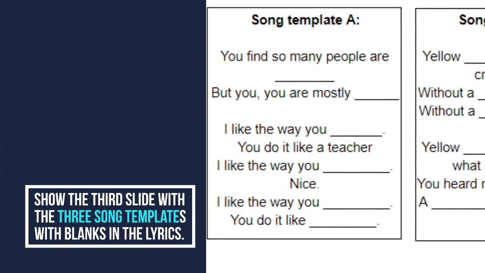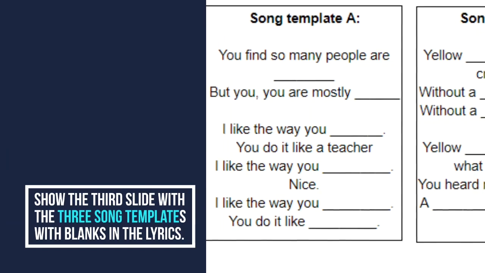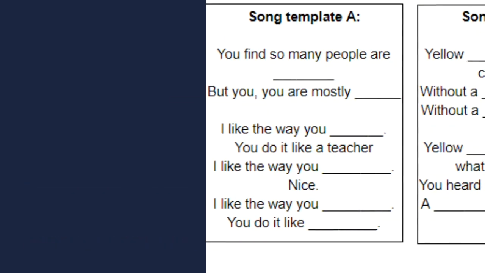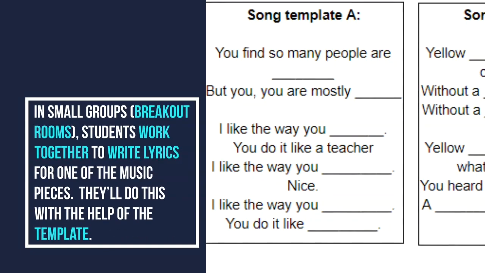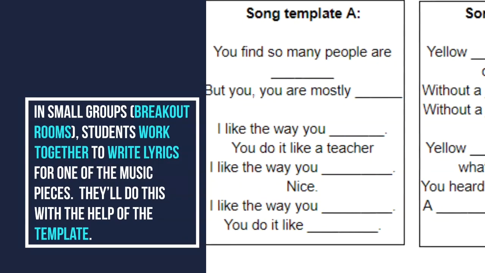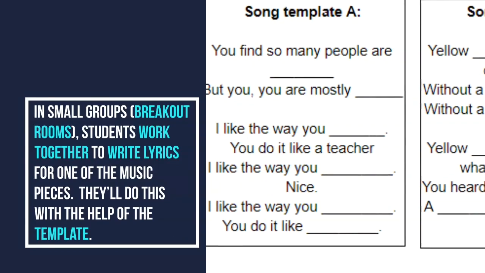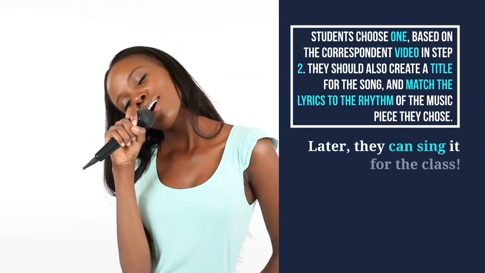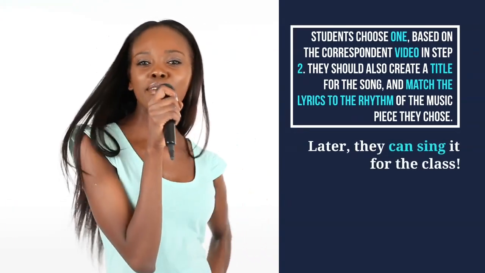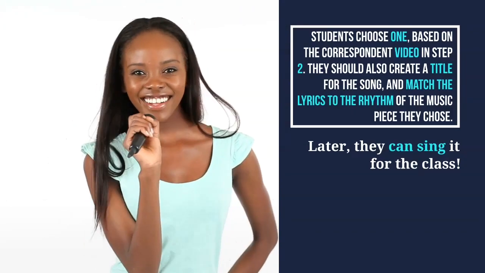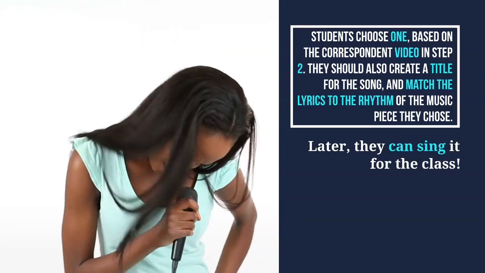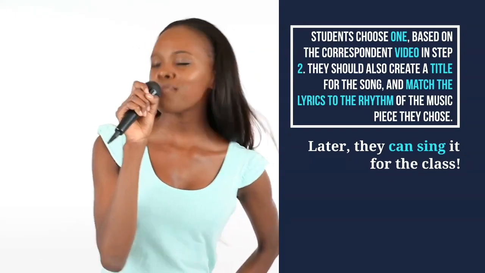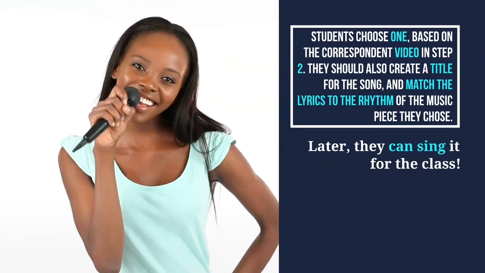Step 5, 10 to 15 minutes. Show the third slide with the 3 song templates with blanks in the lyrics. In small groups, breakout rooms, students work together to write lyrics for one of the music pieces. They'll do this with the help of the template. Students choose one, based on the correspondent video in step 2. They should also create a title for the song, and match the lyrics to the rhythm of the music piece they chose. Later, they can sing it for the class.